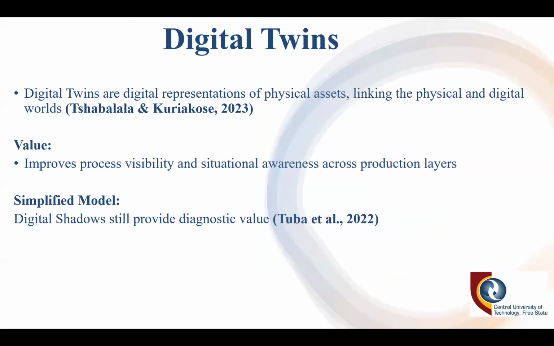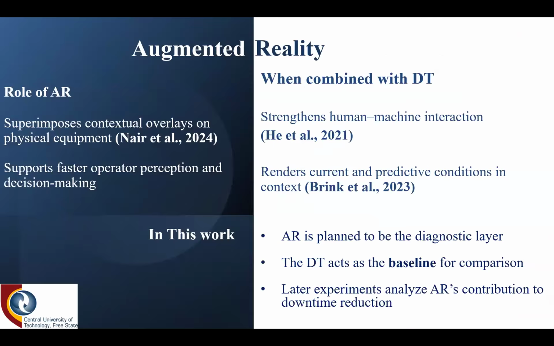A digital twin is a digital representation of a physical system used for real-time monitoring and fault analysis, as Chabalala and Kuriakos have described. Because the setup is experimental, a digital shadow is used as a proxy for the digital twin, as full bidirectional control is not required at this point. Digital shadows provide snapshots of physical system states, as shown by Tuba and co-authors. Augmented reality, by definition, overlays contextual information onto physical equipment, helping operators quickly interpret faults, as shown by Nair and co-authors. In this work, AR will serve as a fast operator first layer.